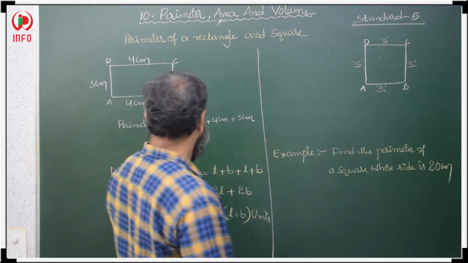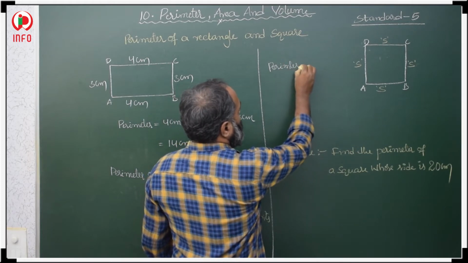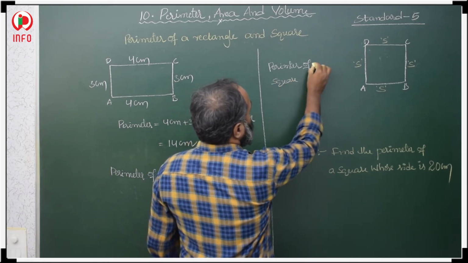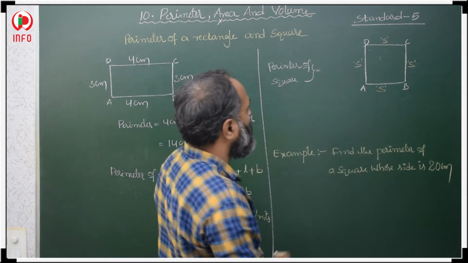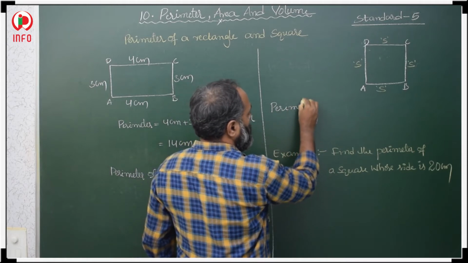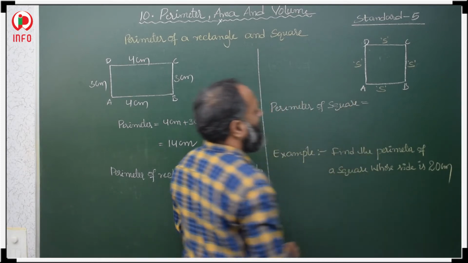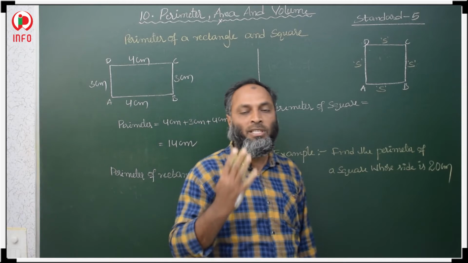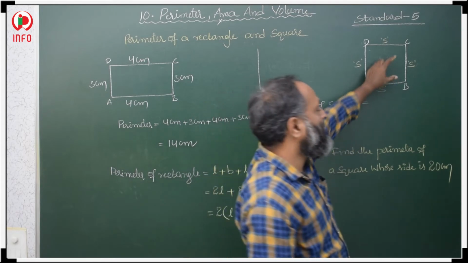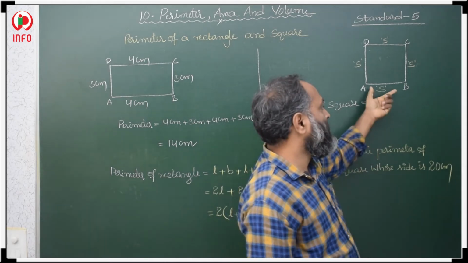Okay. Then the perimeter of a square. What is the perimeter of a square? See, in a square we already know that 4 sides are equal. So here AB is a side, BC is a side, CD is a side and DA is a side. All these 4 sides are equal. The side we consider as S.